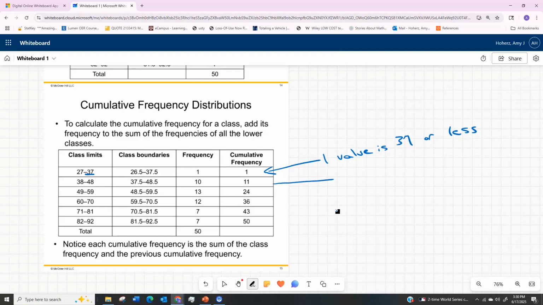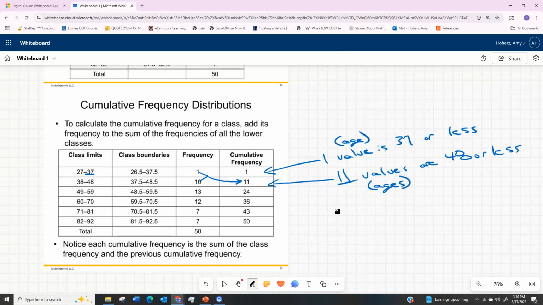Now, if we go up to this next one and we think of the 48, how many values are 48 or less? And remember, our value in this case is age. So how many ages or how many values were 48 or less? Well, we had the 1 that was between 27 and 37, and then we had 10 more that were from 38 to 48. So together, 1 and 10, we get 11. So 11 values are 48 or less.